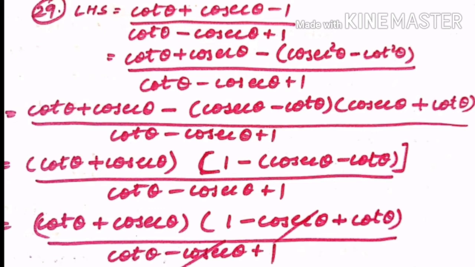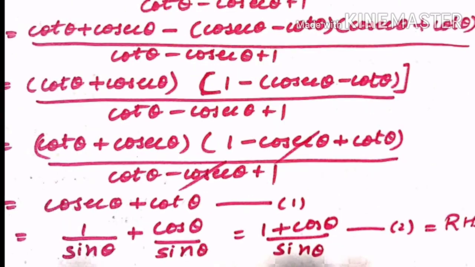So what we will do here, we change our cot as cos and sine, and cosec also. So see, I have written in the next step, cosec means 1 by sine theta plus cot means cos theta upon sine theta. Now the denominator is the same. So in the numerator, 1 plus cos theta upon sine theta.